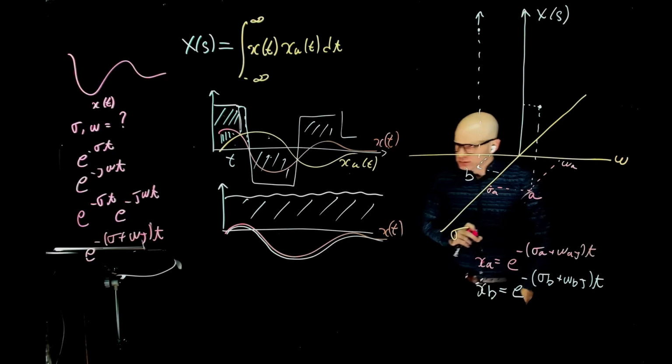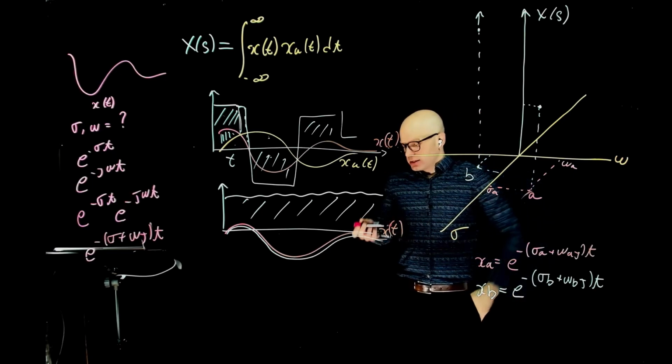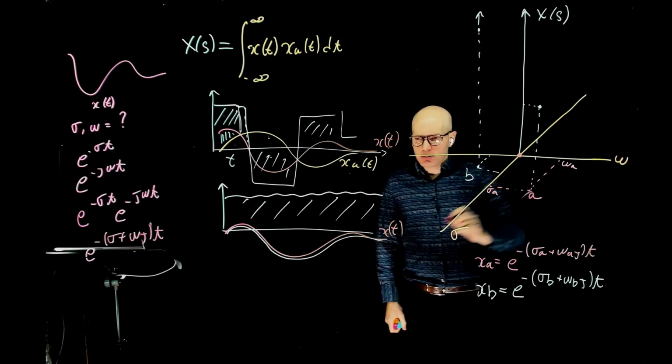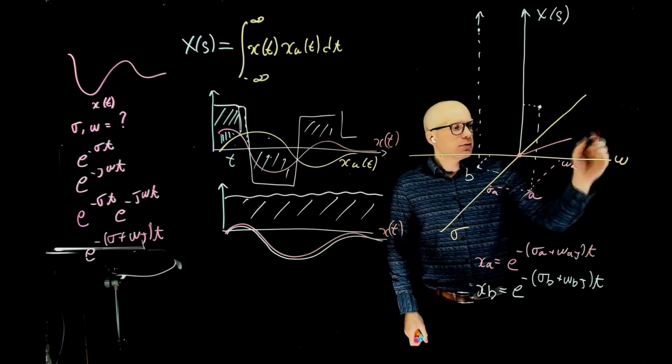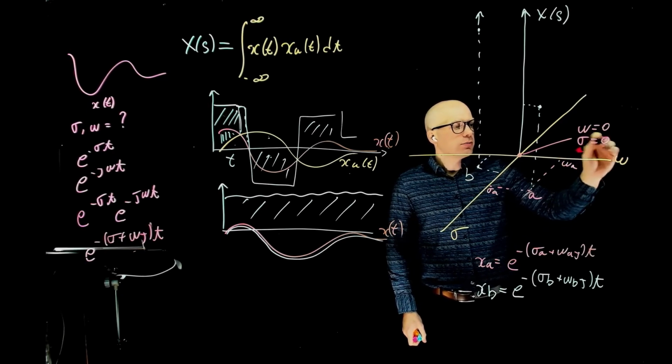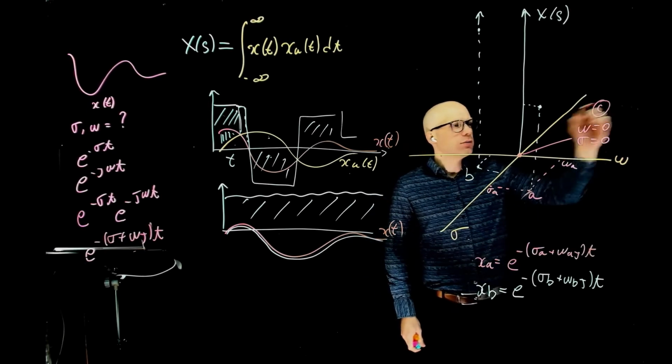So let's analyze another key point here that I'm going to take, and this is the point I want to look at, where both omega is zero and sigma is zero. Let's call this point C.